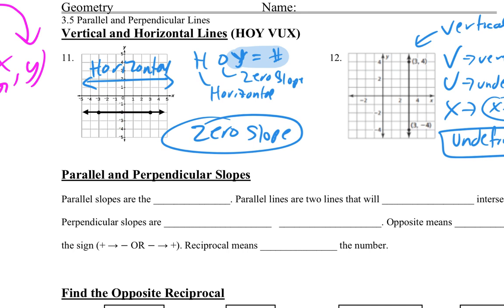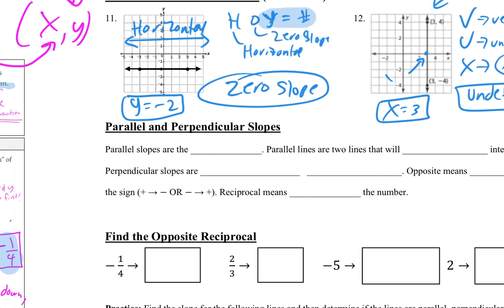So anytime we see a horizontal line, we can say, okay, the equation is y equals. And on this one, it's going to be y equals the y value of negative 2. Y equals negative 2. On this one, it would be x equals where it crosses the x-axis. So right there, x is 3. So the equation is x equals 3. Okay, let's keep it moving.